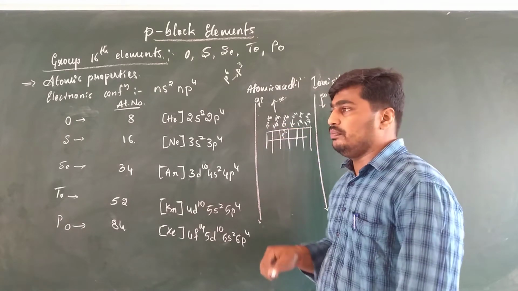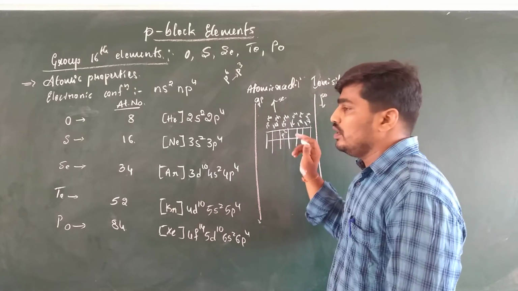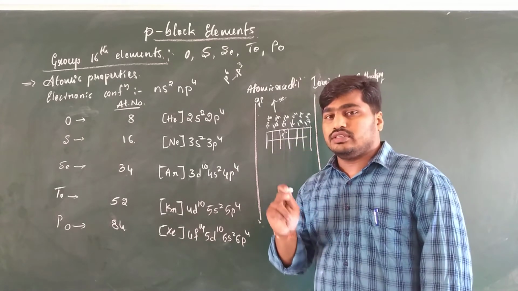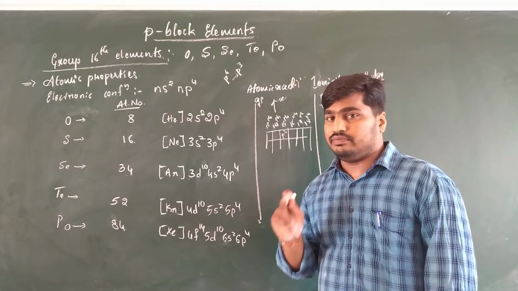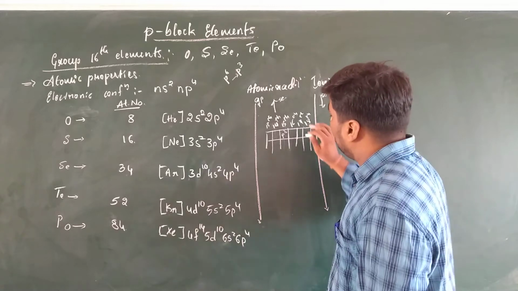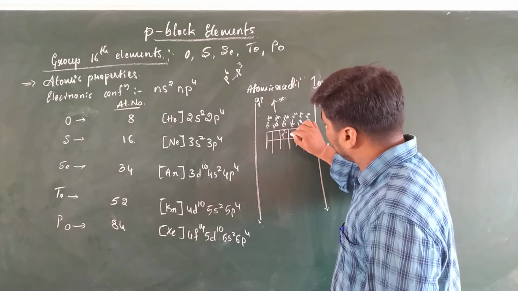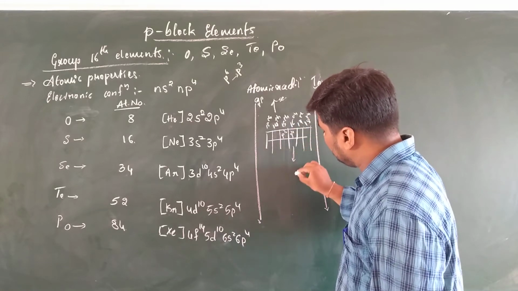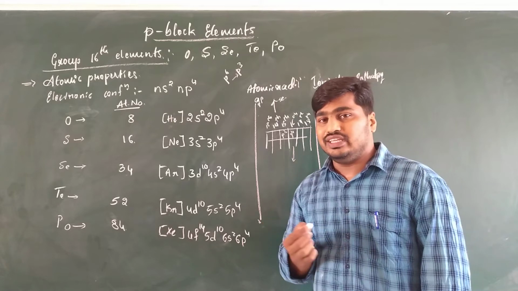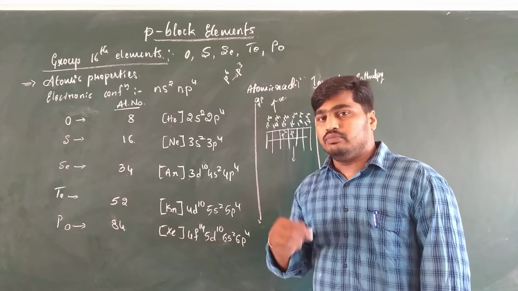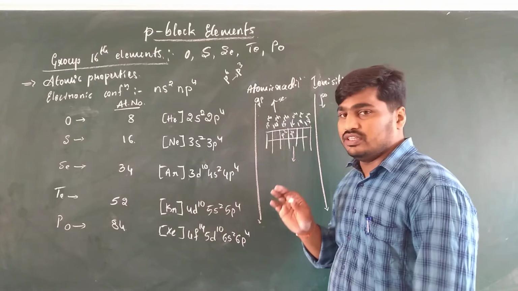In the case of the 15th group, it has the common electronic configuration p3. P3 is half-filled, therefore it is stable, half-filled stability. In the case of the 16th group it is p4, therefore it tries to lose one electron, so removal of one electron from the 16th group is easy.